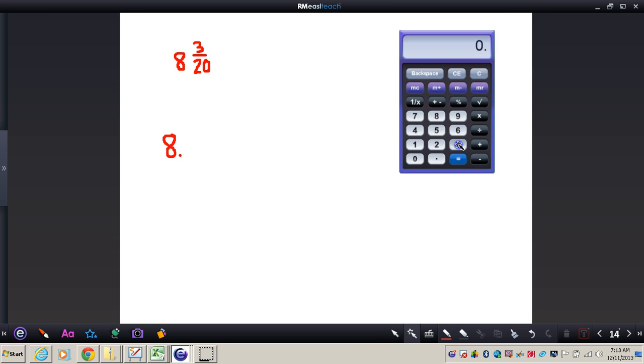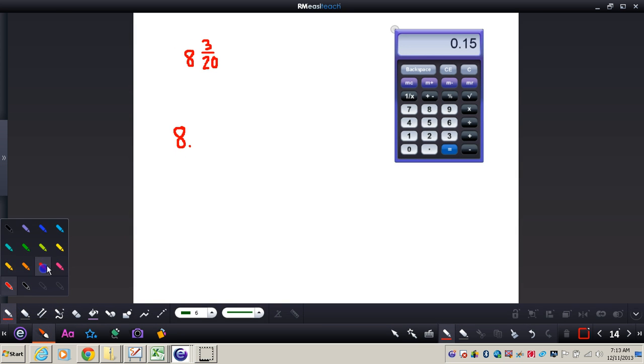We're going to use our calculators, 3, and divide that by the denominator. 3 divided by 20, we'll hit equal. That gives me 0.15 or 15/100ths. So we're going to take that 15/100ths and put it right next to my 8. Okay, so 8 3/20ths written as a decimal is 8.15, or 8 and 15/100ths.